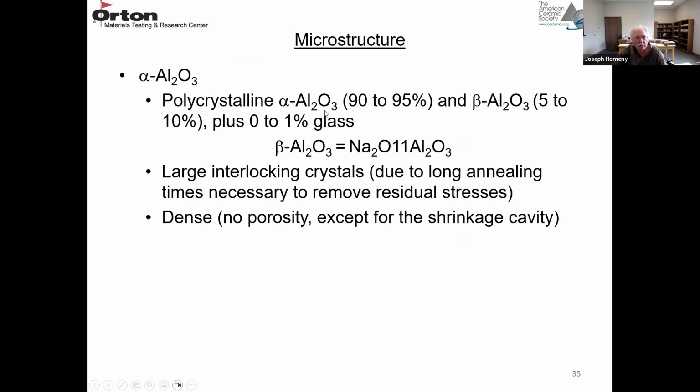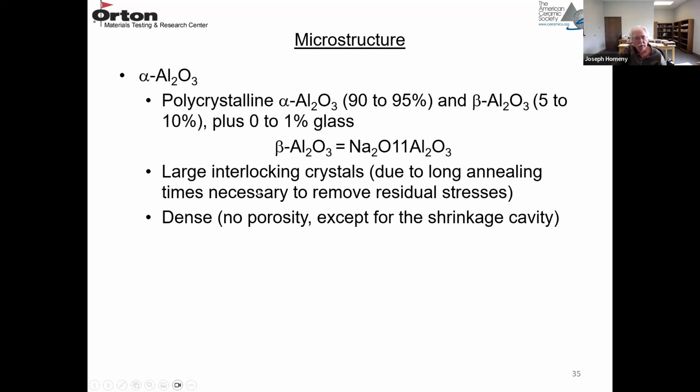Alpha alumina is polycrystalline alpha alumina, 95%. Because of the sodium impurity, you're going to have some beta alumina, maybe 5 to 10%. There should be no glass in this material, assuming the impurities are low. So any glass is going to be less than 1%. So it's primarily alpha alumina with some beta alumina. And again, beta alumina is Na2O·11Al2O3. Large crystals, they're going to interlock.